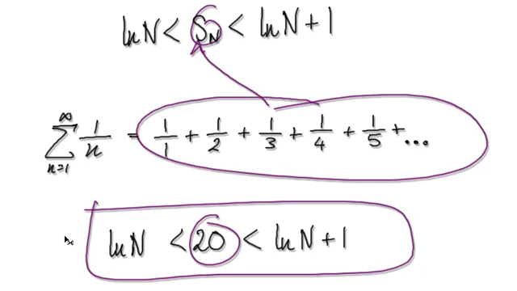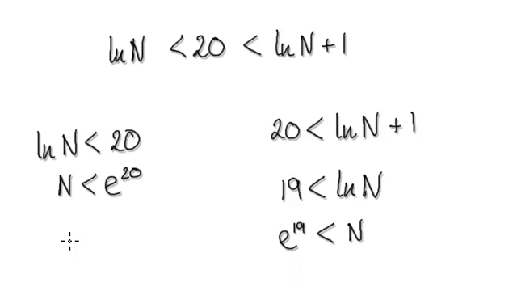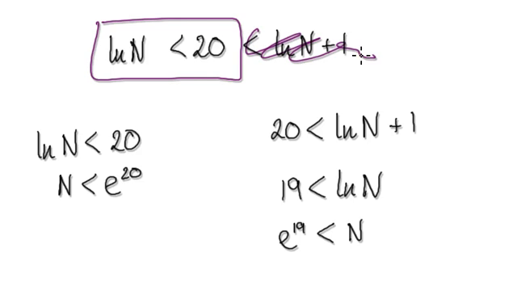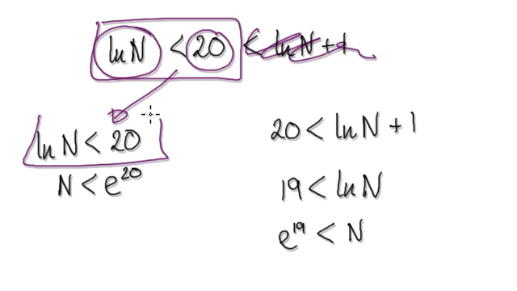So now, hang on. Now let's just look at this part here. Let's forget about this for the time being. So 20 has to be bigger than this thing here. So now let's just look at this bit here. So now exponentiate equally to both sides. So n must be less than e to the power 20.